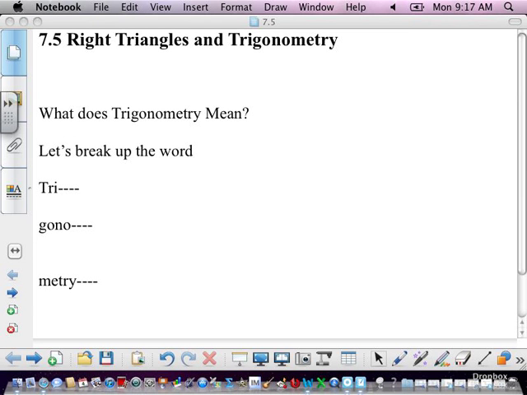Somebody just asked me about a whole class you can take on trig. That is true. They do not offer one right now. I think there's a semester class that they're talking about offering. But most of what you need to know for trig, you'll learn right here in geometry. So let's talk about what trigonometry means.